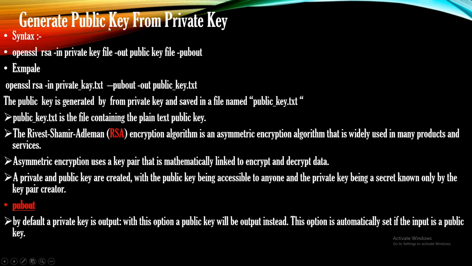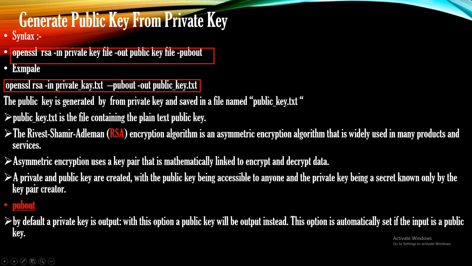To generate a public key from a private key, the syntax is like this: openssl rsa -in, then the generated private key file name, then -pubout, and an output public key file name. For example: openssl rsa -in privatekey.txt -pubout -out publickey.txt. You can use any format.